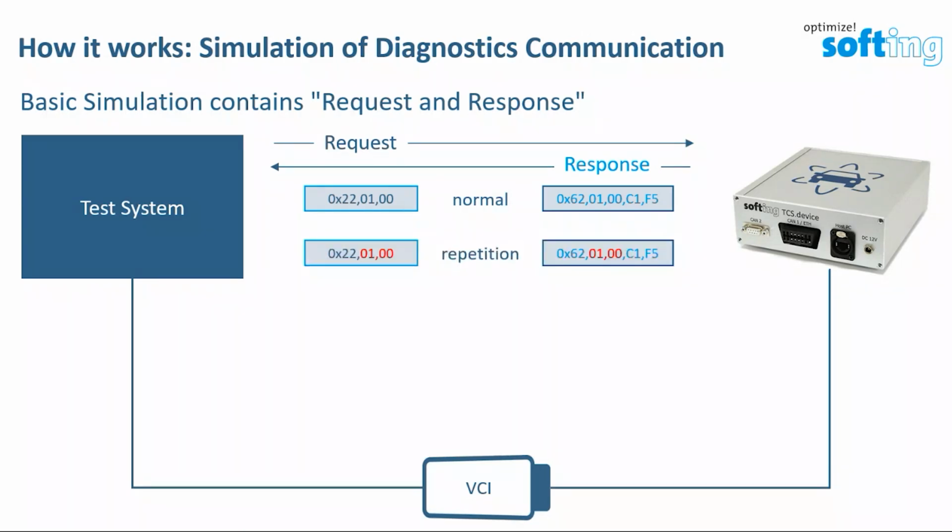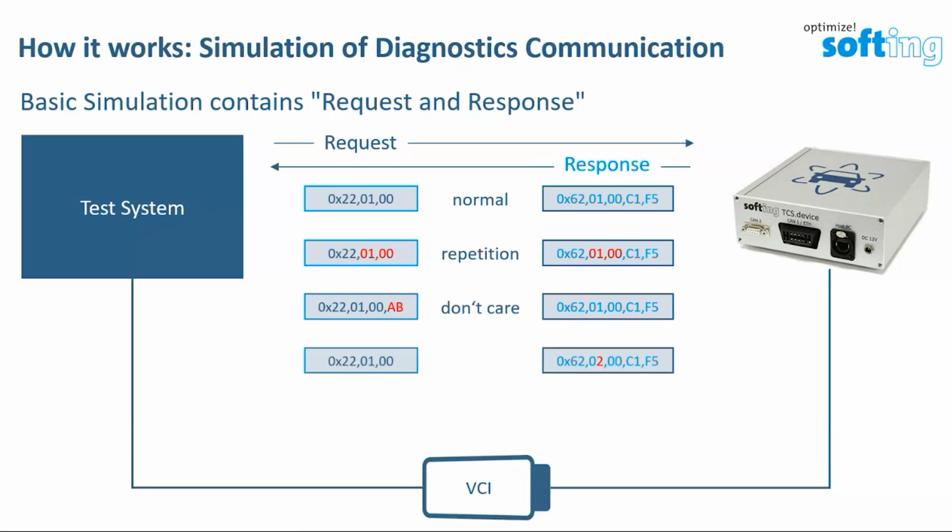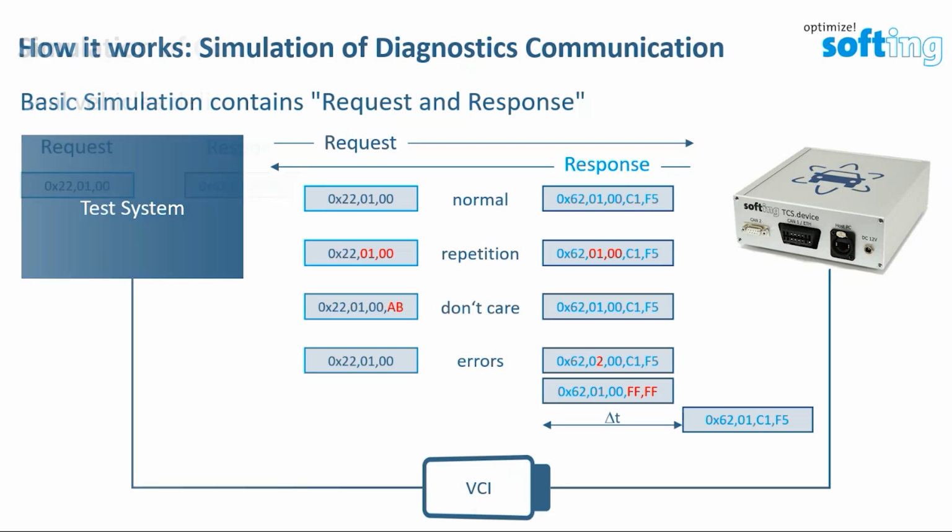We also have a repetitive response that is sent over and over. And we also have requests that we can ignore if it's a longer request, so we don't care about the rest of this request. And we also do have errors. This could be errors like a wrong identifier, wrong variables, or a timeout with the wrong time stamp here.